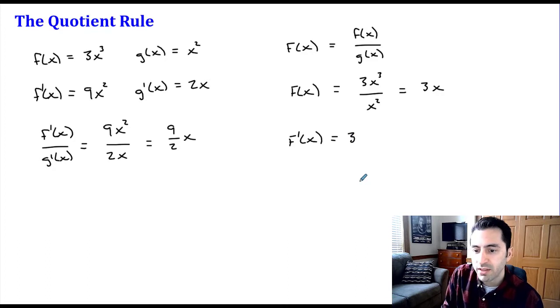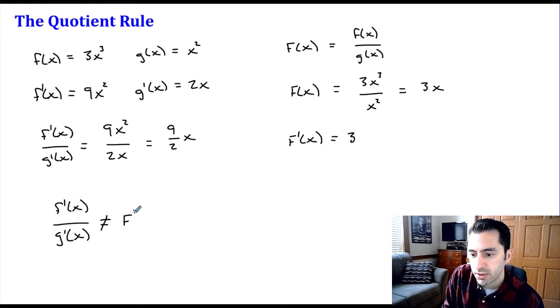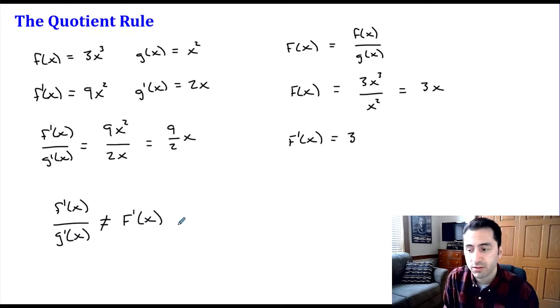So as we can see, the quotient of the derivatives is not the same as the derivative of the quotient. In other words, this fraction, f prime of x divided by g prime of x, is not equal to capital F prime of x. So we can't just divide the derivatives. We need a special rule to work with functions that are written as the quotient of other functions. And let's develop that rule.